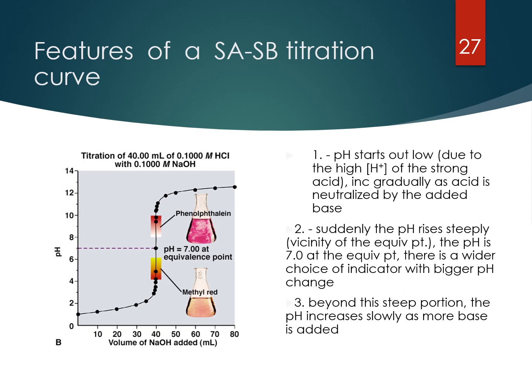And there are many indicators that we can use within this range. Beyond this very steep portion, the pH increases slowly as more base is added. So we started at a very low pH value, gradually increasing, and then suddenly it increases steeply, and then it gives us a pH at basic values, and it also increases but gradually.